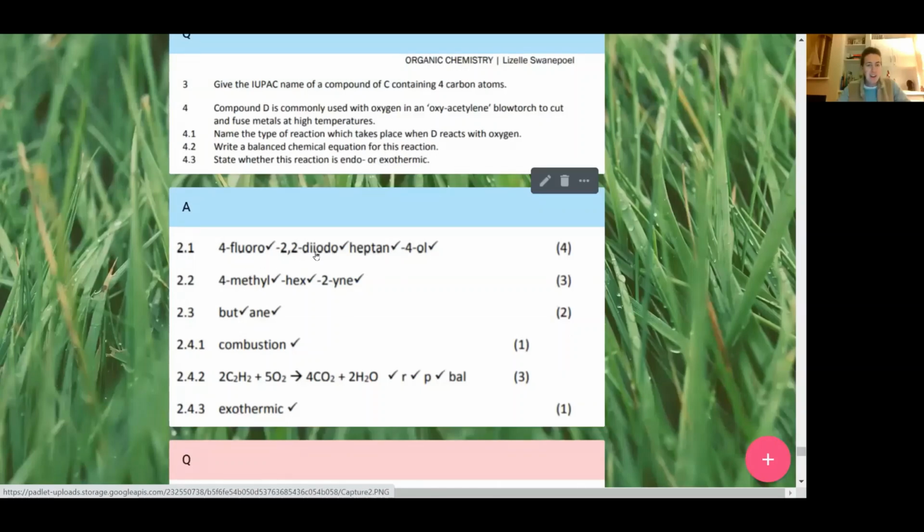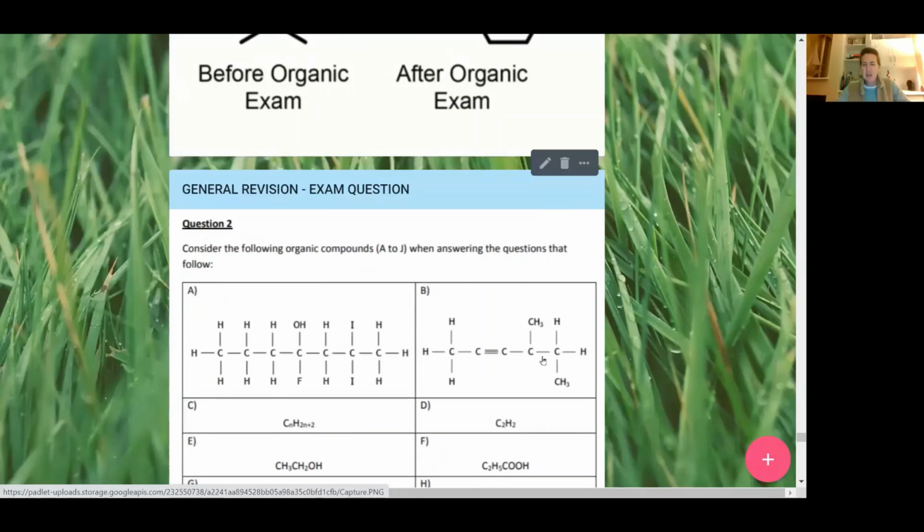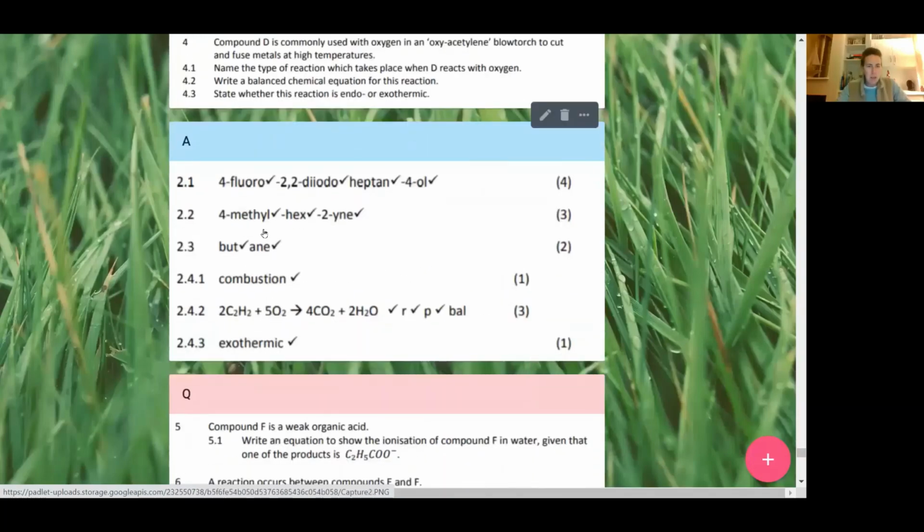2,2-diiodoheptan-4-ol. Go check that out, please. For B, we said this is hexyne, 1, 2, 3, 4, 5, 6, hexyne, so it's methylhexyne, but you need to get the numbering correct. So it's 4-methylhex-2-yne.